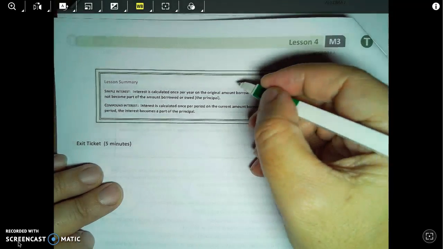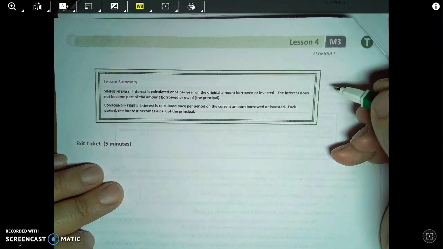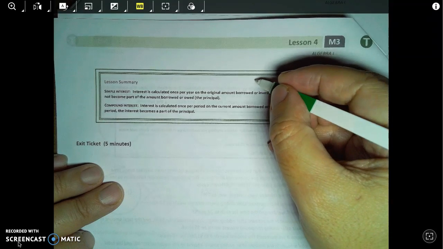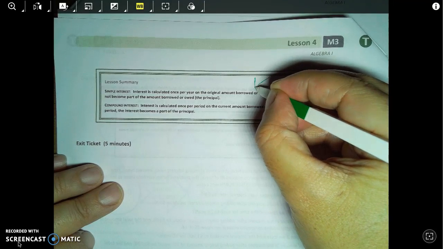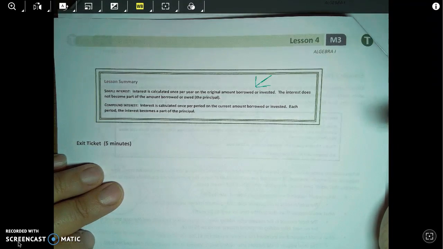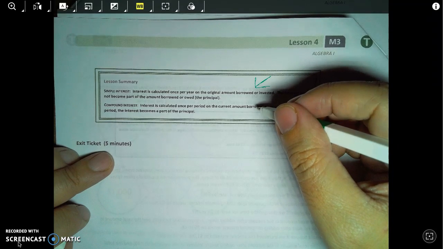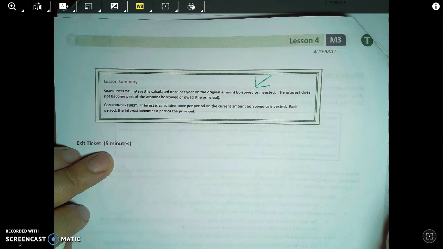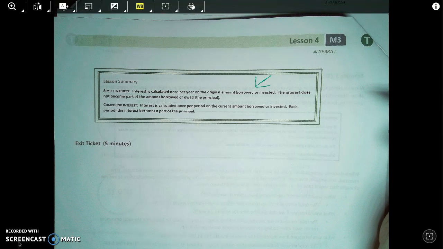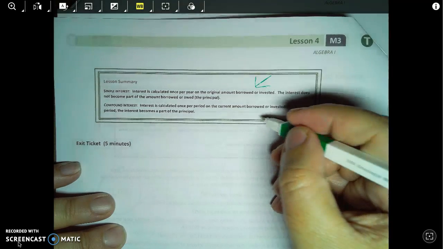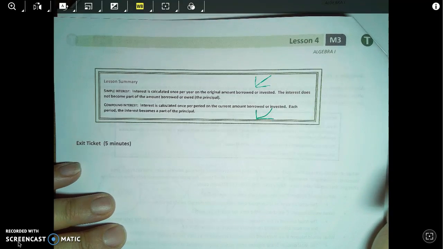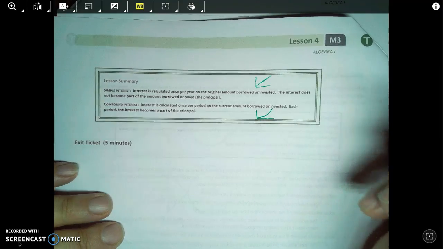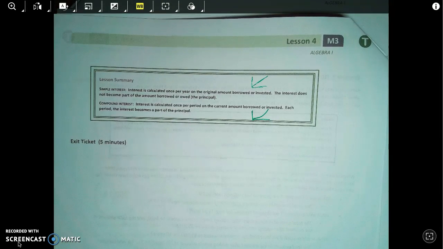So for simple interest, if I were to graph the amount of money that I would get, it would be something like a line, like a linear graph. Okay, so starting from 0 and it goes up. The second one was the compound interest, which is calculated once per period, and then each period the interest becomes part of the principal, so the line will be an exponential growth, something like this. So there are two different ways of calculating the interest.